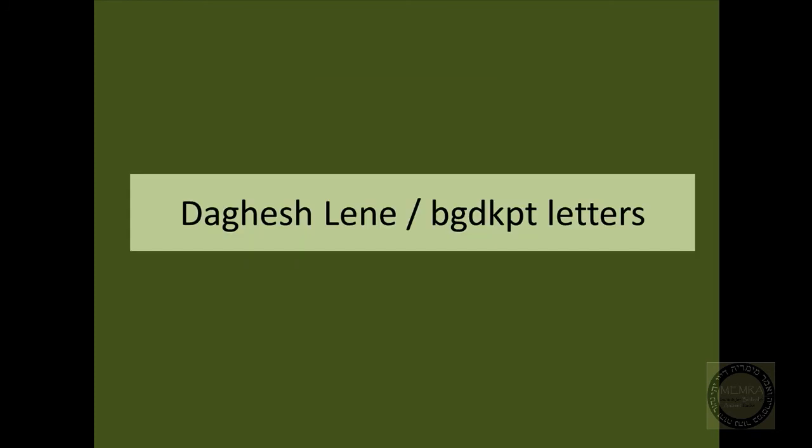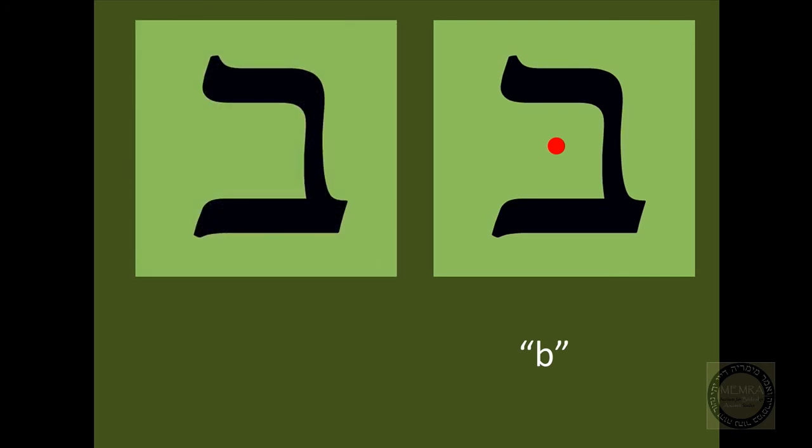A few words on the dagesh lene, which is my term for the hard dagesh, as Furtado will call it, and the begad kefat letters. So certain letters will have this dot in them. We have here with the dot b, bet. Without it, of course, we have a v sound. So here there's a difference in pronunciation.